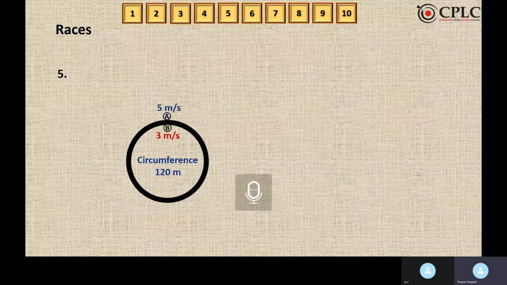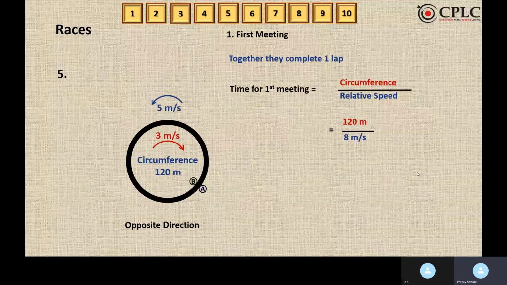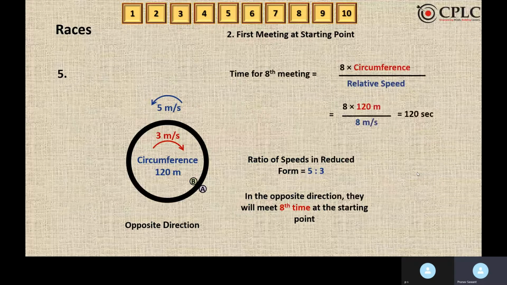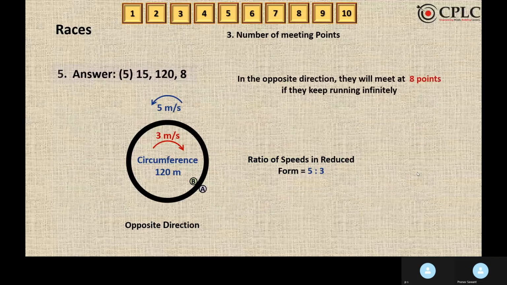So time for the first meeting, circumference upon relative speed, 120 by 8, that is 15 seconds. First meeting at the starting point. Now they are moving in opposite direction. So we will add the ratio of the speeds. So that is 5 plus 3 is 8. And they'll meet at 8 points on the circumference. So time for the eighth meeting would be 8 into circumference upon relative speed. So that is 120 seconds. And they'll meet at 8 points. So option 5, that is 15, 120 and 8, is the answer.